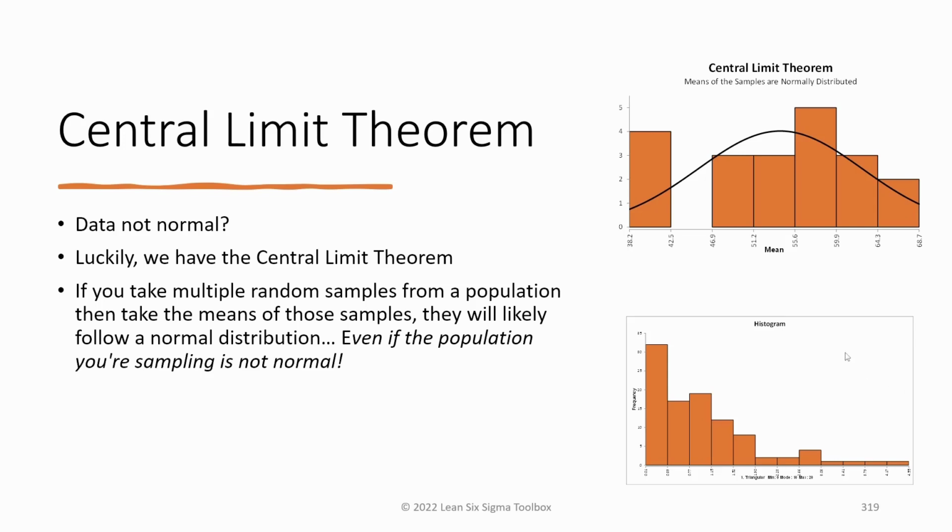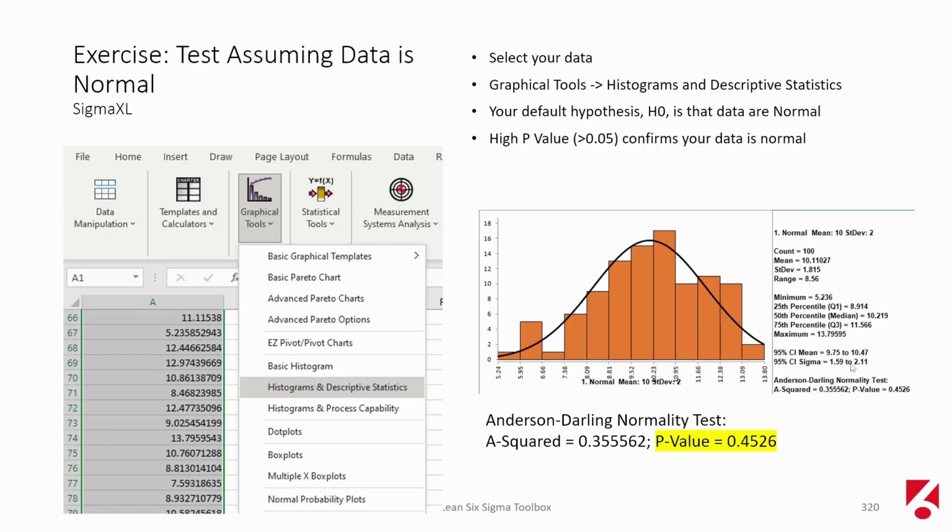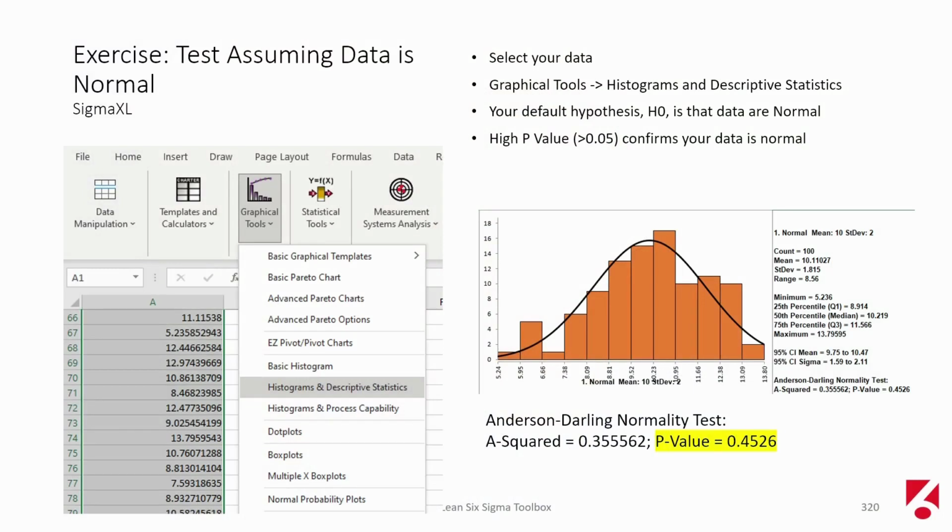So why is that useful? Well, because we can use the central limit theorem and some other types of transformations to actually make our data appear to be normal when the original data set is not. So let's practice. Let's go through some exercises together of what we mean here. First of all, we have to learn how to test for normality. And then in SigmaXL, that's really easy. We can go to histogram and descriptive statistics, and we can test for normality.